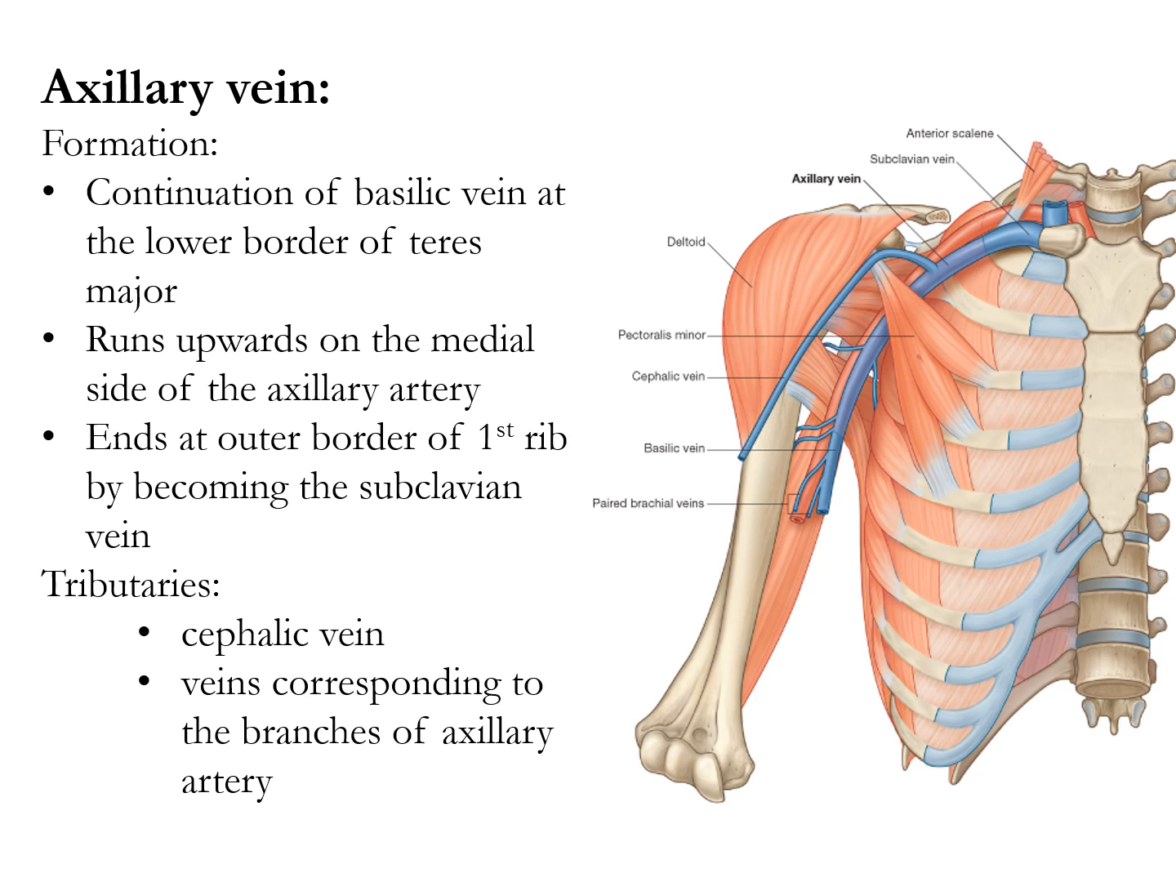So it runs upwards on the medial side of the axillary artery and ends at the outer border of the first rib, where it becomes the subclavian vein. And then you have tributaries as well. It gives off tributaries of the cephalic vein, which lies very close to the deltoid muscle. And then you have other corresponding veins that it gives off with other branches of the axillary artery.